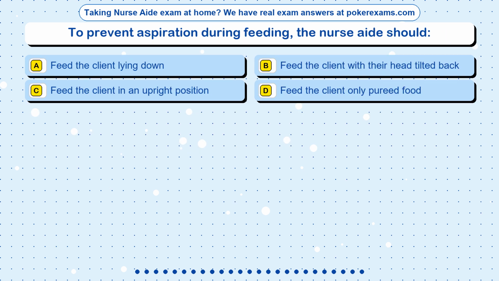Question 12. To prevent aspiration during feeding, the nurse aide should: Option A. Feed the client lying down. Option B. Feed the client with their head tilted back. Option C. Feed the client in an upright position. Option D. Feed the client only pureed food.